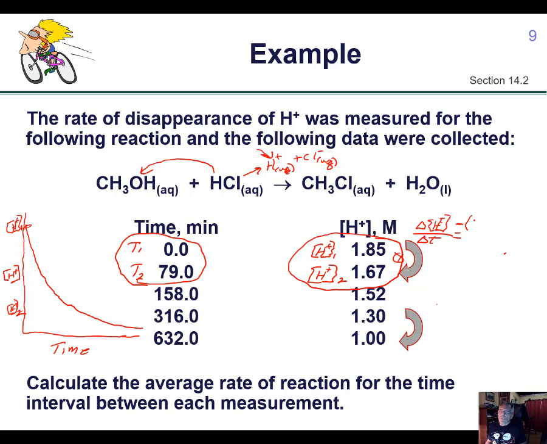And up here we'll have the time 2 hydrogen ion concentration of 1.67 molar minus the initial concentration of 1.85 molar. And so when we do that and then we divide by time 2, which is 79.0 minutes minus 0 minutes, that's our starting time.